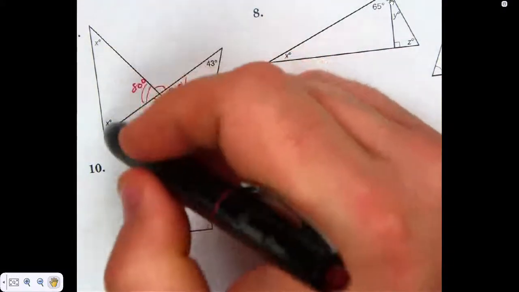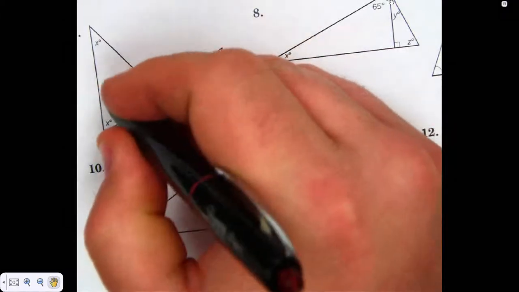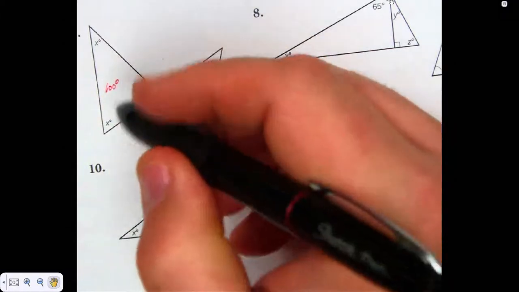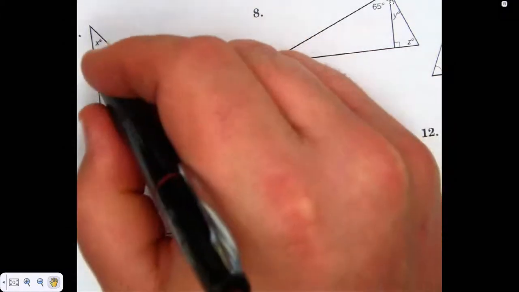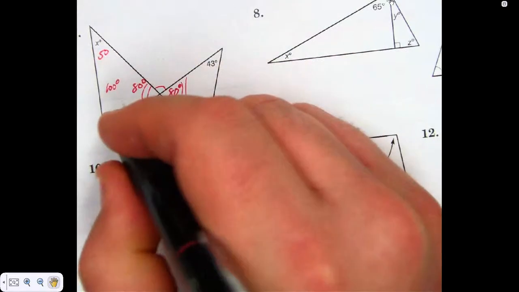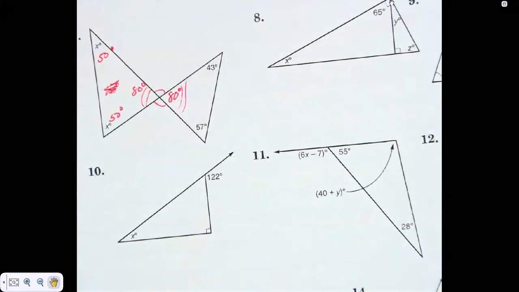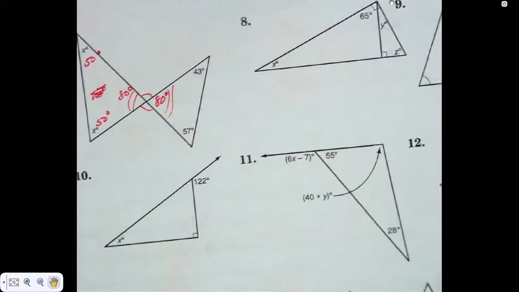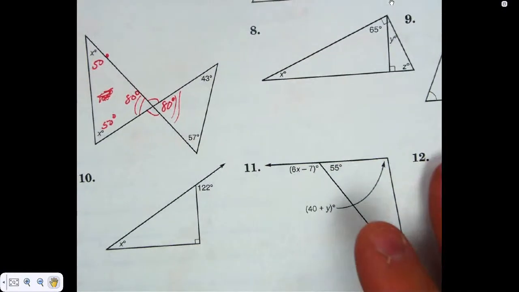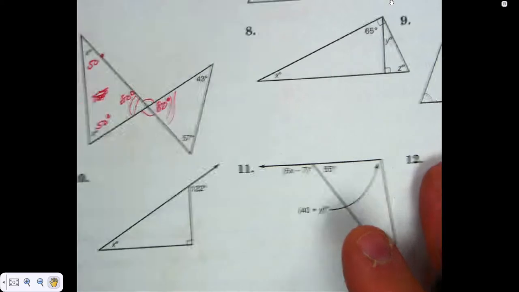If these two are the same, I know there's 100 left for both of them. But there's only one way to split up 100 evenly, and that would be what? 50 and 50. Would you agree? So that's what X is. Questions on that? You guys okay?